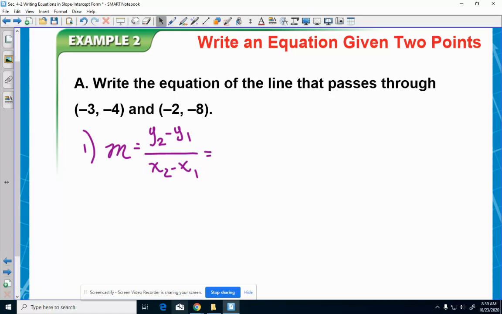Think about what was needed from me a minute ago once I had my slope. Now you be careful though, because there's a bunch of negatives in there. So when you start subtracting negatives, what are you really doing? You're adding. So be careful there.